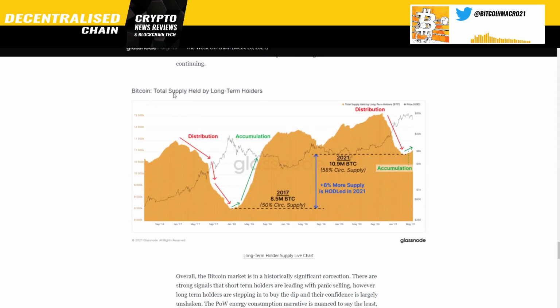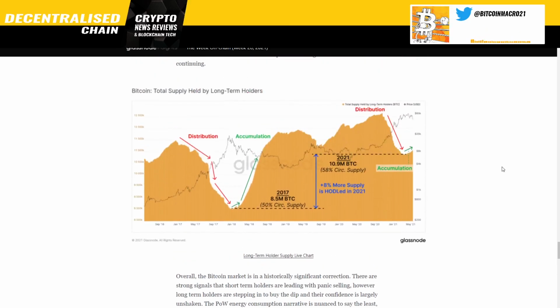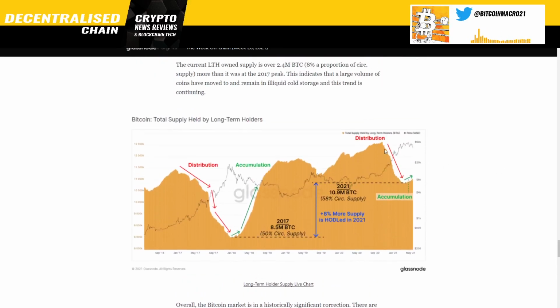Then the total supply held by long-term holders, we have seen the distribution. We saw the distribution in a bull market, then the accumulation in the bear market. We have seen the initial distribution right here. I don't think, of course, we are in a bear market, but we have seen a little bit of an accumulation. But maybe that takes a little bit longer to play out. I don't really think there is that much to worry about on this level right here on this chart.